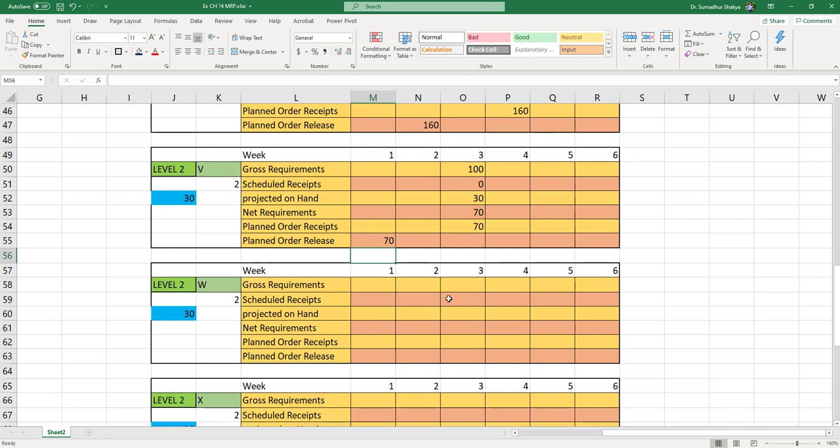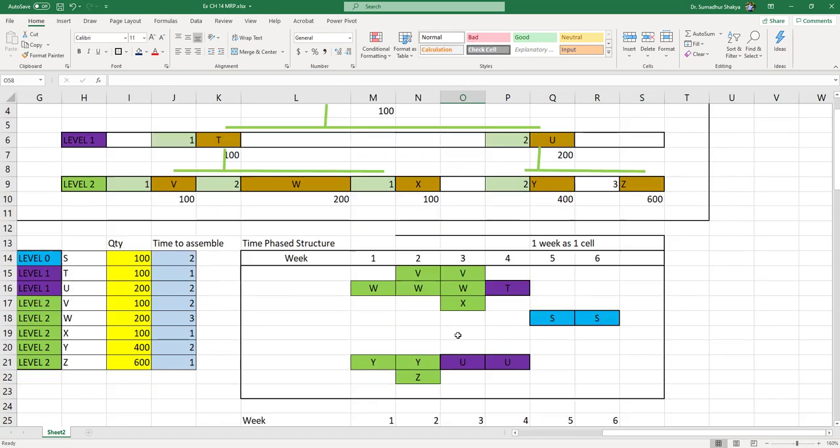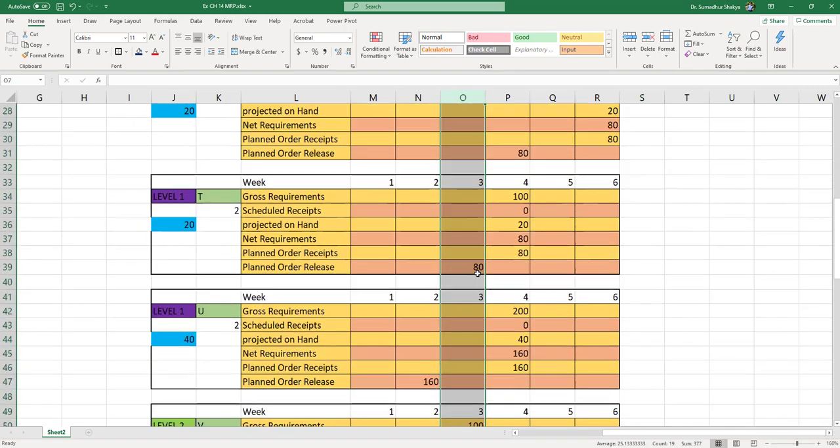The next one is W. This is where, instead of starting from week 1, I should have started from week 0, because we need a total of 7 weeks, and you will get to see why. So W also needs to start from week number 3.